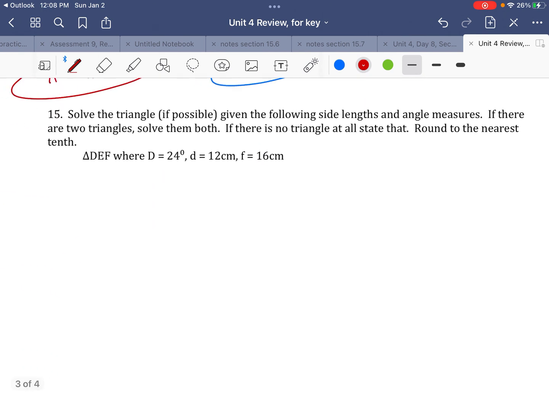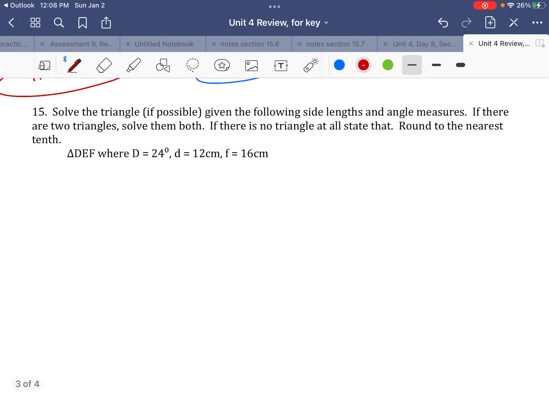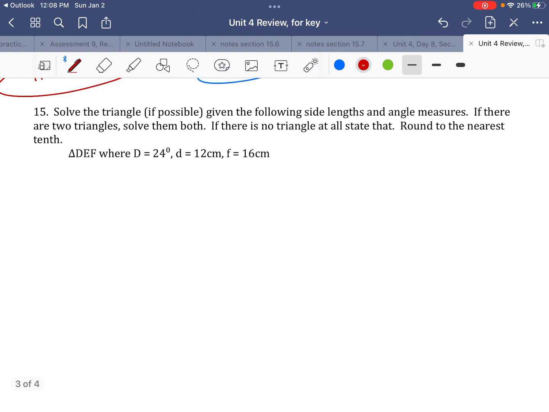All right, so number 15, I'll solve the triangle. It did not give me a picture, so I'm just going to draw an angle that looks like it's like 24 degrees. That's going to be my D. I'm just going to complete this, D, E, and F. Across from D is 12, and I'll call this one E, and this one F. And so F is 16.